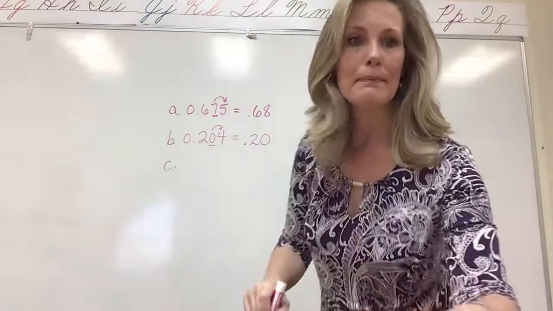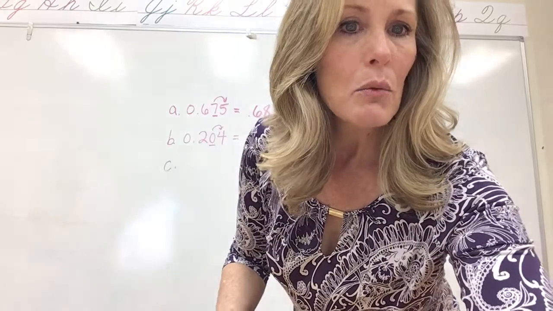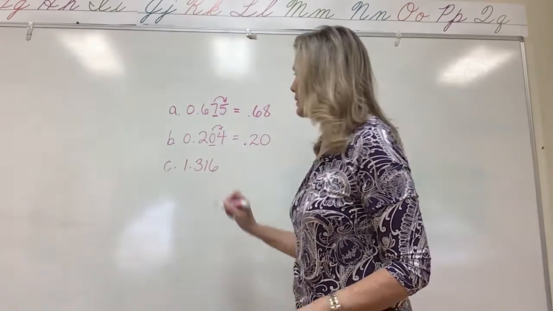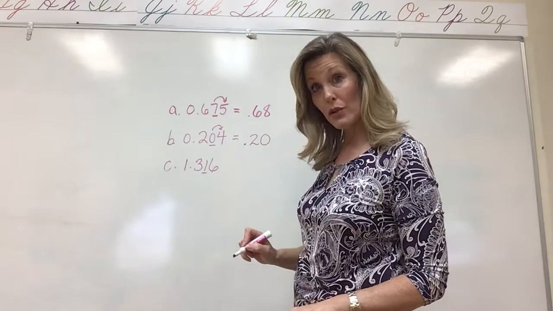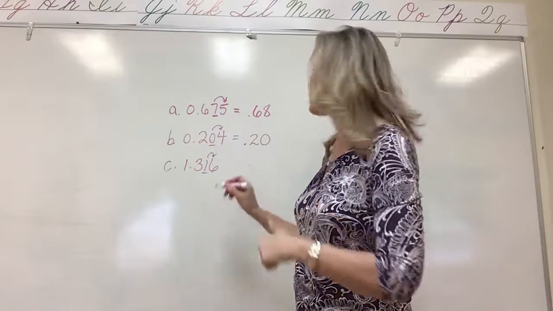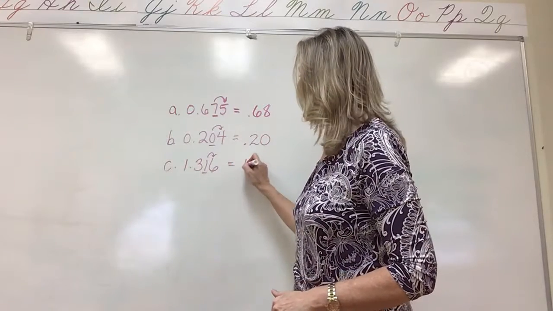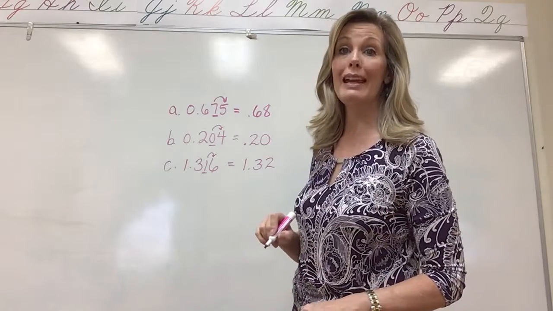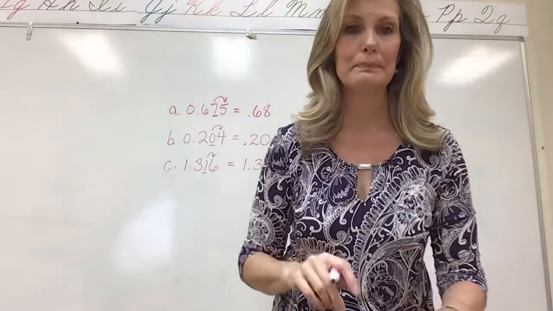All right, letter C. 1 and 316 thousandths. There's a 1 in my hundredths place. I'll look next door. 6. 5 or more, raise the score. Everything in front of it stays the same, and that becomes a 2. 1 and 32 hundredths.